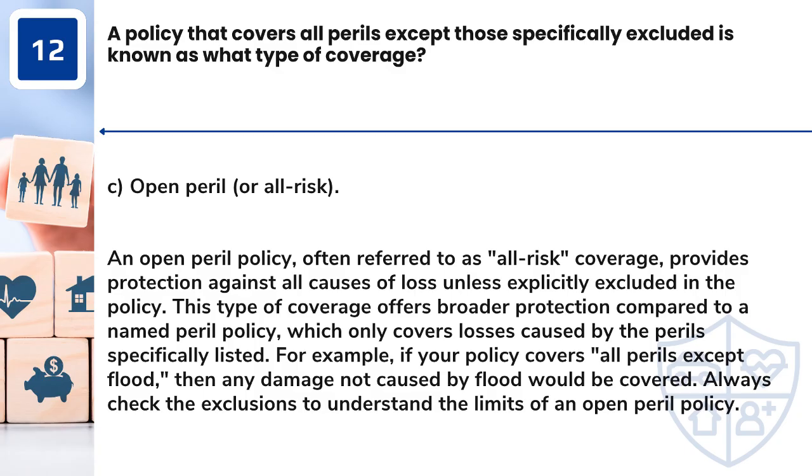Answer: C. Open peril, or all risk. An open peril policy, often referred to as all-risk coverage, provides protection against all causes of loss unless explicitly excluded in the policy. This type of coverage offers broader protection compared to a named peril policy, which only covers losses caused by the peril specifically listed. For example, if your policy covers all perils except flood, then any damage not caused by flood would be covered. Always check the exclusions to understand the limits of an open peril policy.